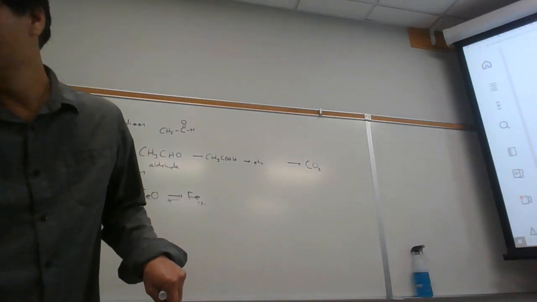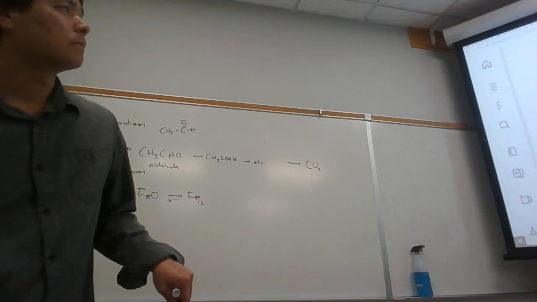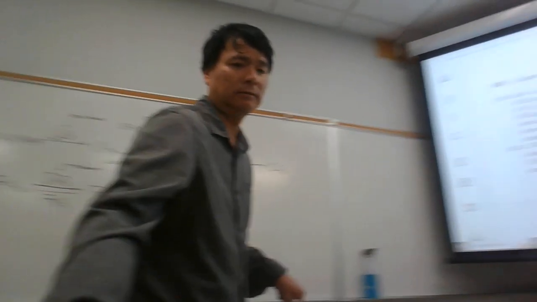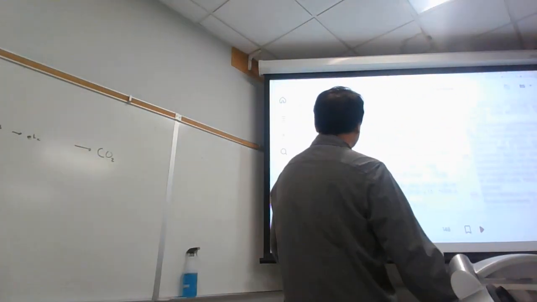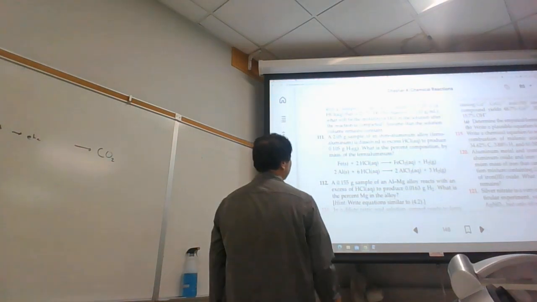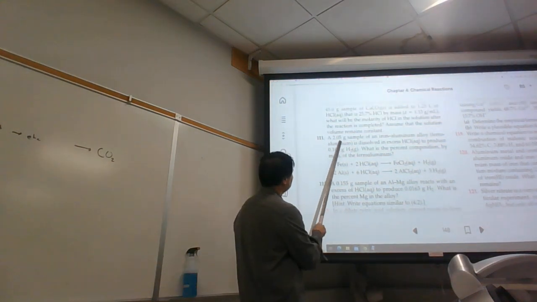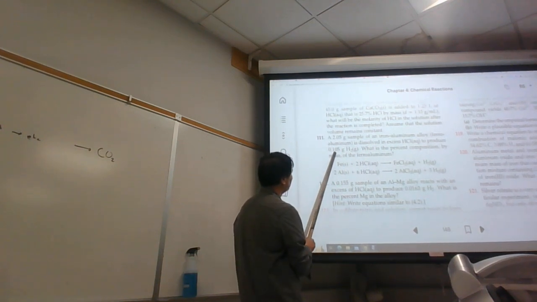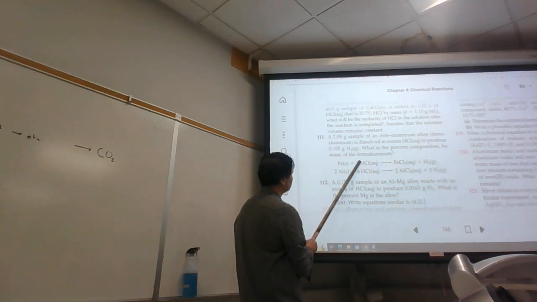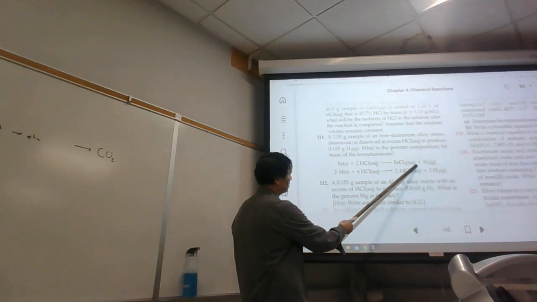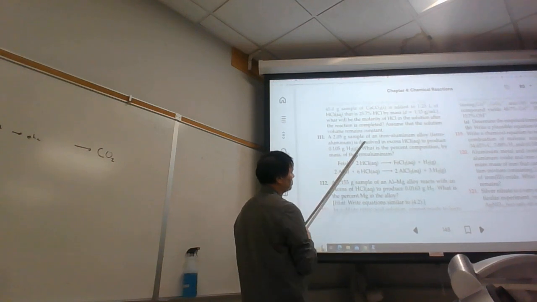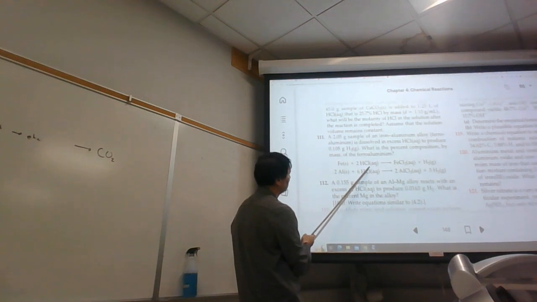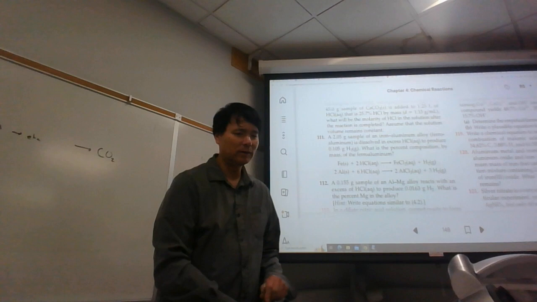110, that was 110, 111. 111 is another mixture problem. This is a 2.05 gram sample of iron aluminum alloy, ferroaluminum, dissolved in excess HCl to produce 0.105 grams of hydrogen. What is the percent composition by mass of ferroaluminum? So each of these reactions is going to produce a different amount of hydrogen. And so we can see, at the border, the hydrogen, 0.105 grams, and then solve this graphically. So this looks like a familiar problem.